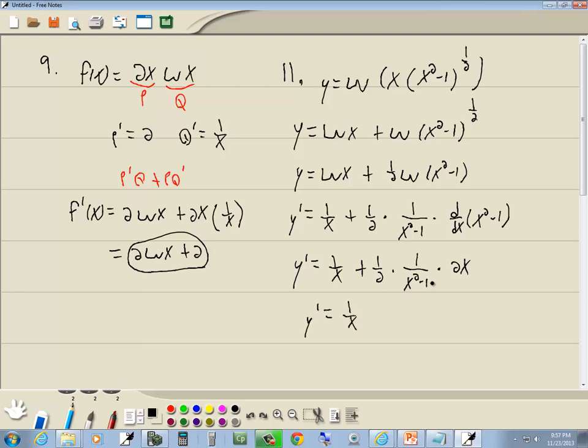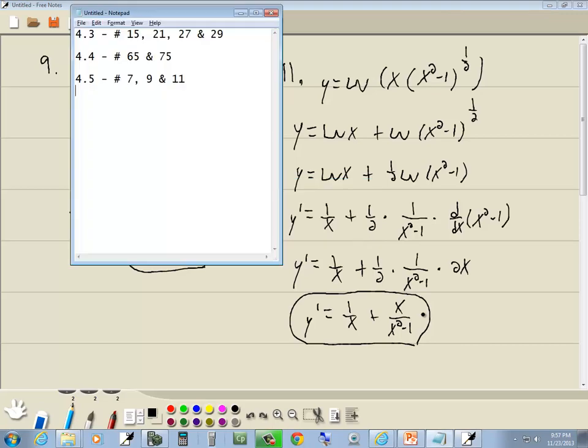So we've got 1 over x. This 2 cancels that 2. And we've got plus x over x squared minus 1. And remember, I didn't want you to get a single fraction unless you just want to do it for fun. That'd be your answer. I think that was the last one there, yeah.